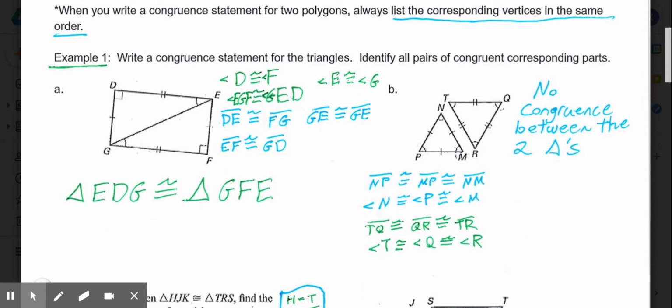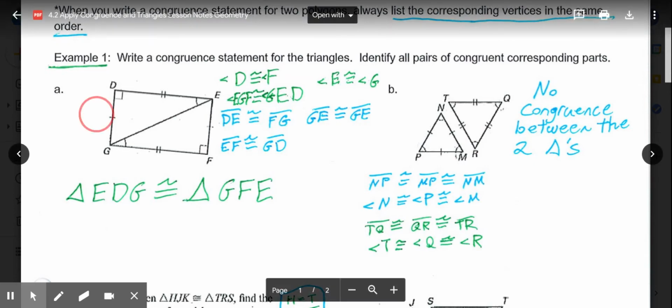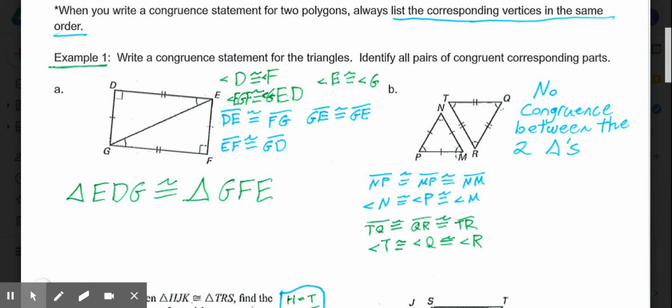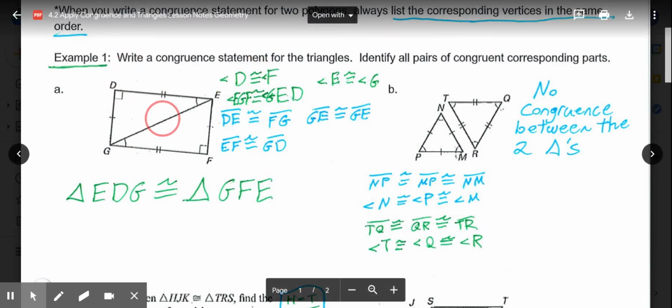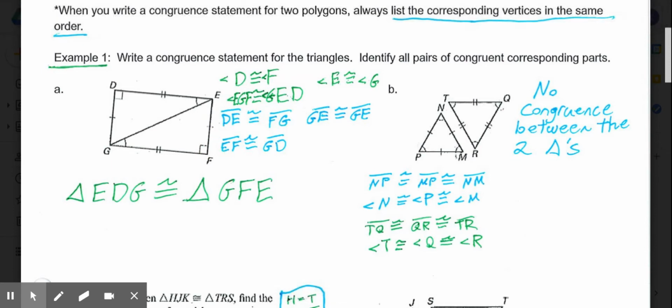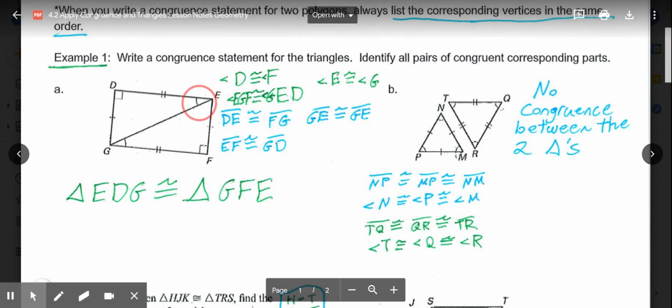So let's look at A first, not worry about B yet. In A, we have triangle DEG, and then we also have triangle GEF. Now, what do we know by looking at the image? We know angle D and F are right angles, and they're also congruent to each other. So angle D is congruent to angle F. They both have the right angle symbol. This angle has a single arc, and so does this one, meaning those two are congruent. So angle GED would be congruent to angle EGF.